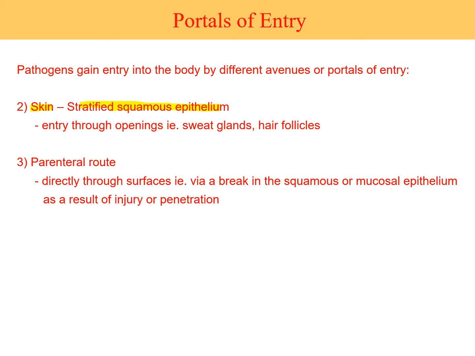In terms of the skin, there are entry points through sweat glands or hair follicles that allow for entry of some organisms. There is also the parenteral route of entry. It's a term that you may not be familiar with, but is important. The parenteral route refers to piercing directly through a surface membrane, through an epithelial membrane, via a break in the squamous or mucosal epithelium because of injury or penetration. You know, like a needle cut, something like that. Tissue injury.